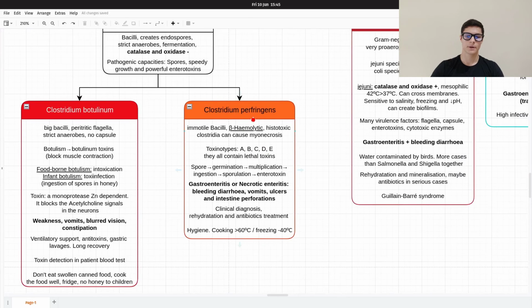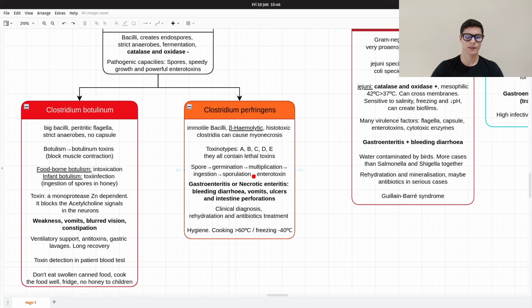And then the Clostridium perfringens. It's an immotile bacilli, beta hemolytic, and histotoxic Clostridia can cause myonecrosis. This is very, very dangerous. It has a very considerable amount of toxins, and it indeed is classified by the toxins it has into toxinotypes, toxinotype A, B, C, D, or E, and they all contain lethal toxins.